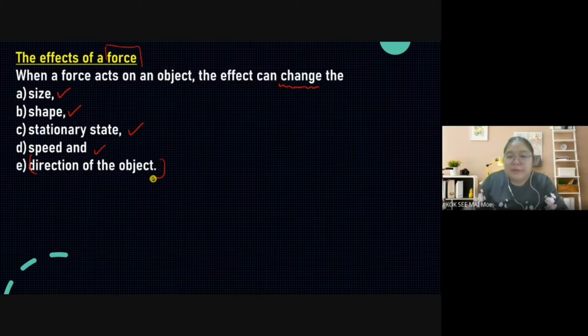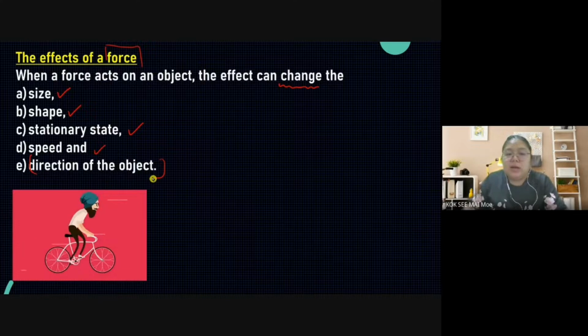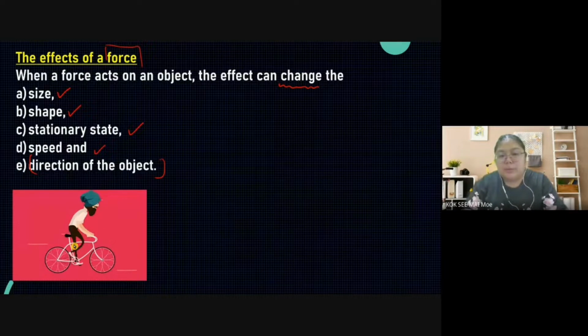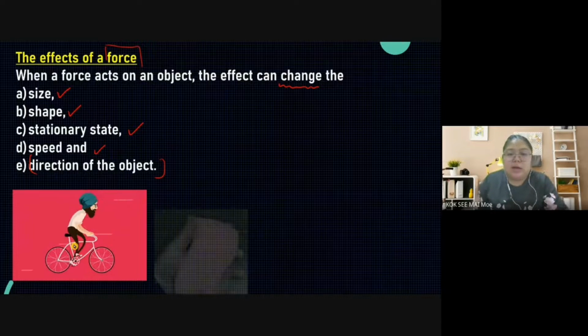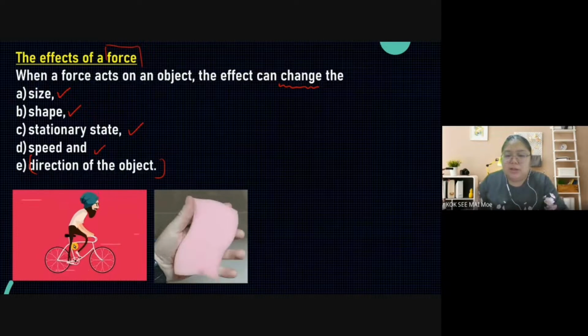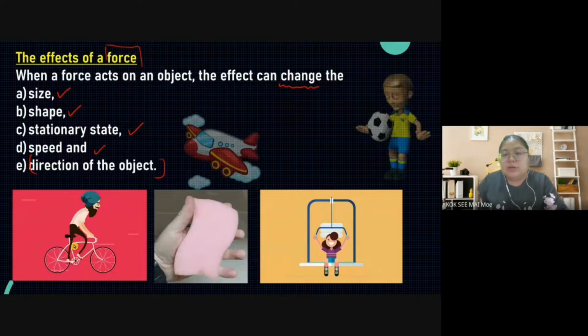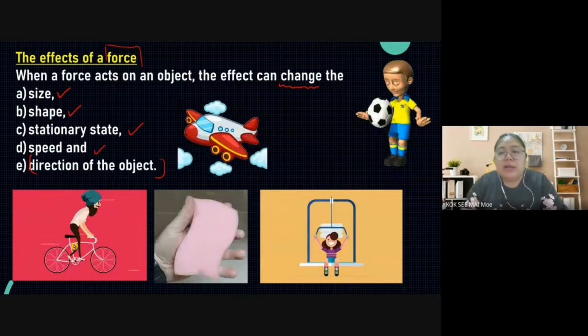So this one is an effect, it can be changed by the force. Okay, the bicycle: you want to move faster, then you produce a higher force. Okay, after that, this one is a sponge. You can reform the size. Okay, this one, you can pull the slaughter weight up and also down. So this one is one of the things related with the force.